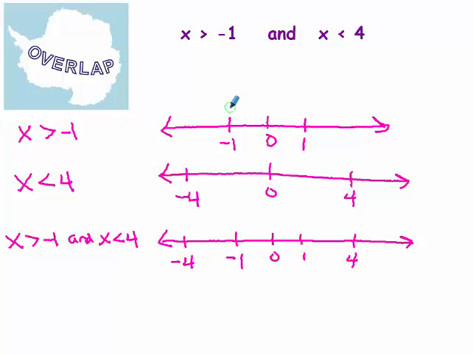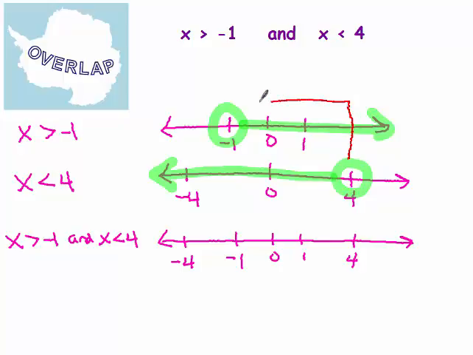Open circle on -1, going to the right. Open circle on 4, going to the left. Where are these graphs overlapping? They are overlapping right here. So my final answer is between -1 and 4, between the two.